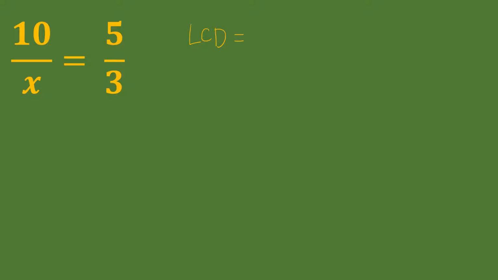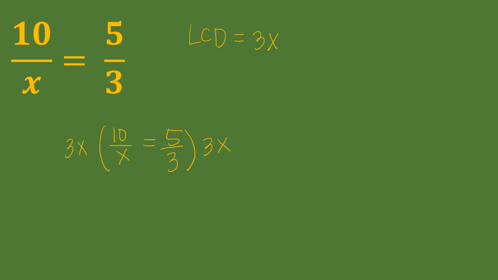So in this given, the LCD is simply your 3 and your x, or your 3x, or simply 3 times x. And using the least common denominator, we will be multiplying both sides in order to eliminate the x and the 3 in your denominator. So that will be 3x times your 10 over x is equal to, we have your 5 over 3. Then of course we multiply that one by 3x again.